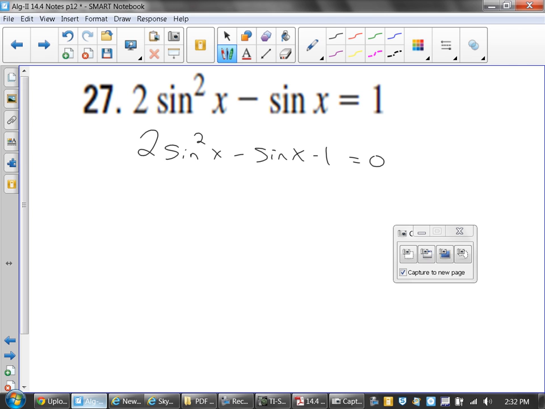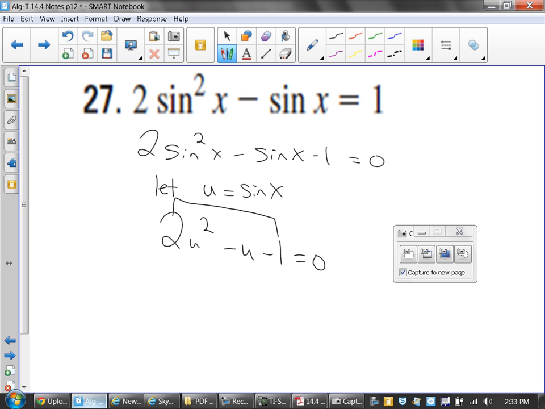Now, there's a little trick in math called U substitution. What that means is that I'm going to let the letter U equal sine of x. By doing that, it cleans up the crappy looking trinomial to the following. 2u squared minus u minus 1 is 0. Now, it looks a little bit easier to factor.